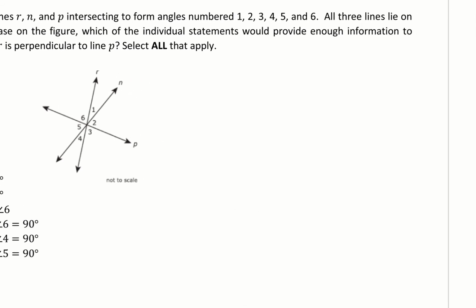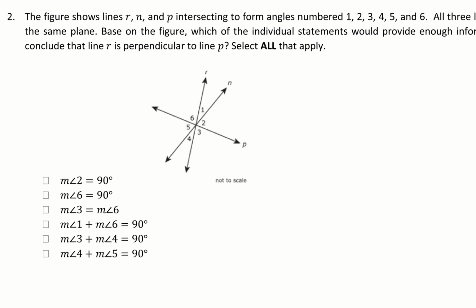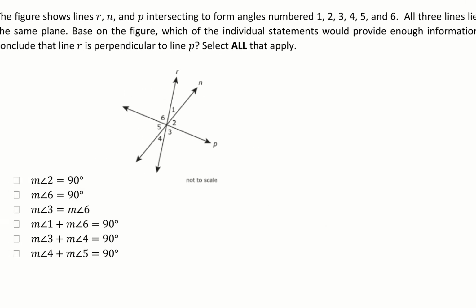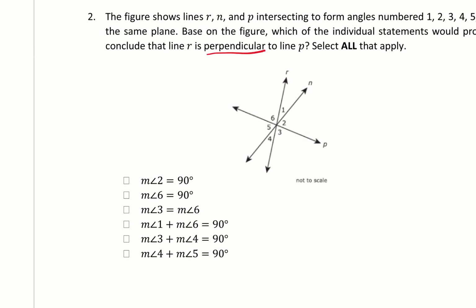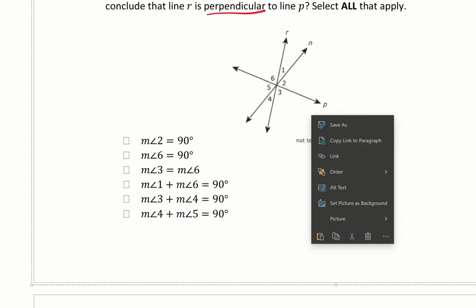The next one, the figure shows lines R, N, and P intersecting to form angles numbered 1 through 6. All three lines lie on the same plane. Based on the figure, which of the individual statements would provide enough information to conclude that line R is perpendicular, remember that means 90-degree angle, to line P.